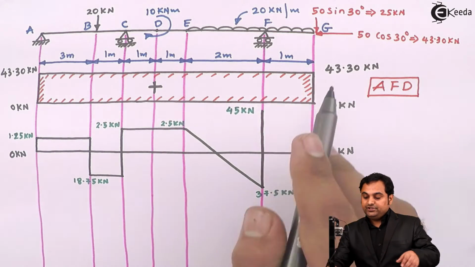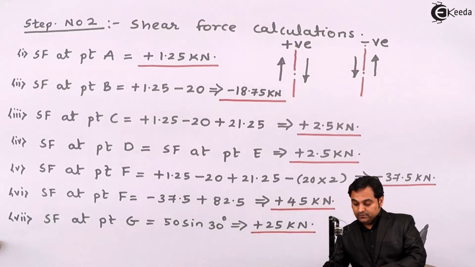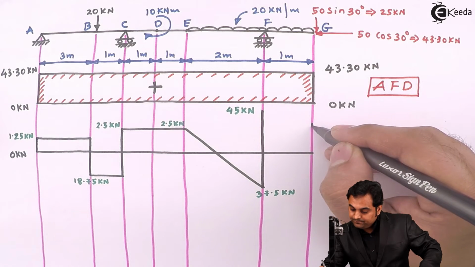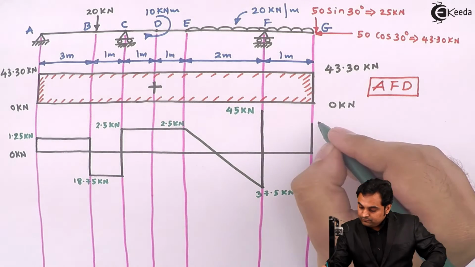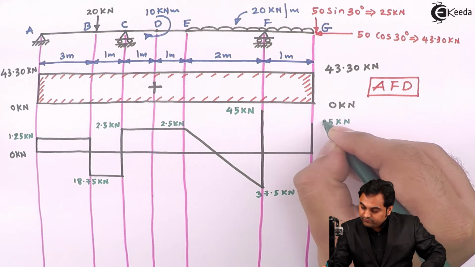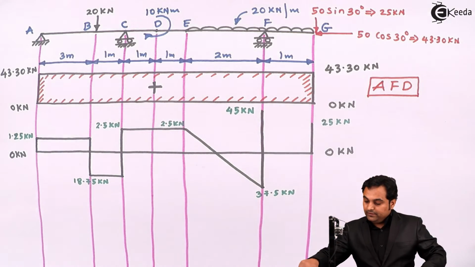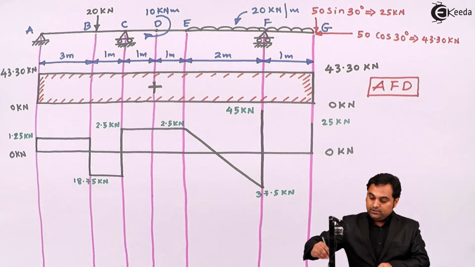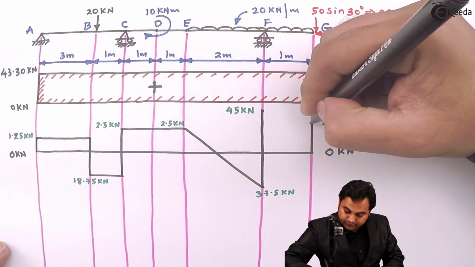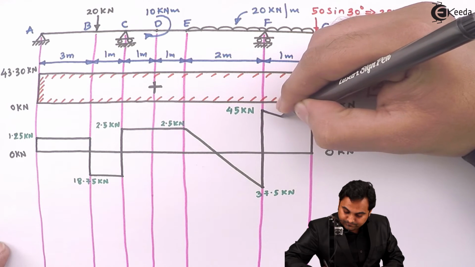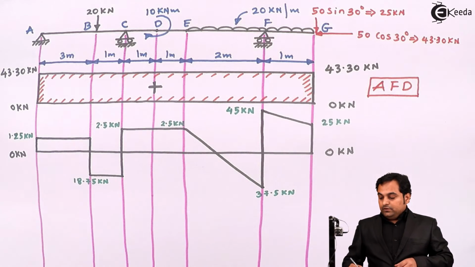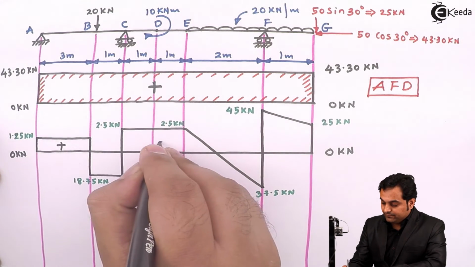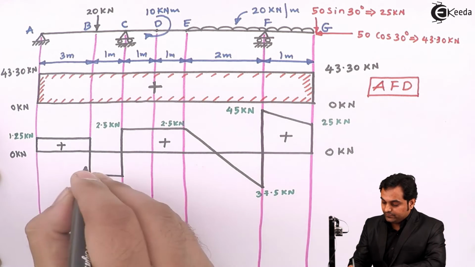Then at point G, the value of shear force is plus 25 kilonewton. So again this will be positive value above the line, plus 25 kilonewton. Then between F to G there is UDL, so shear force should be an inclined line, so joining 45 kilonewton and 25 kilonewton, this is an inclined line. Next I'll mark the sign here, this is positive, positive and positive here, this is negative.